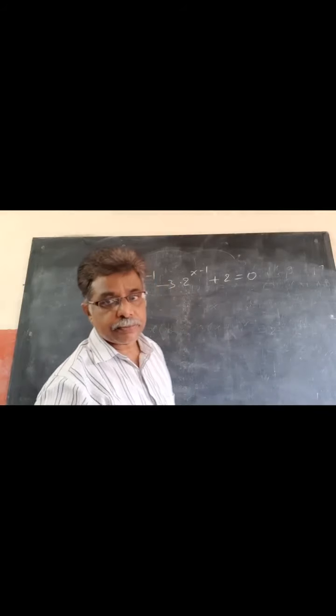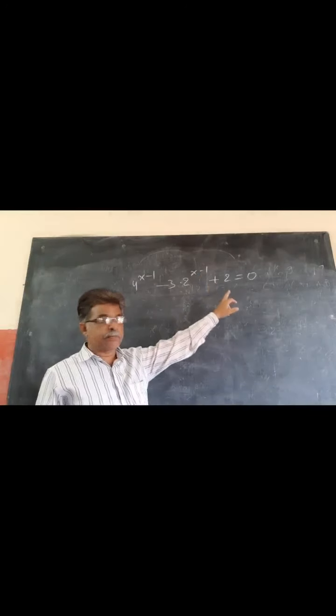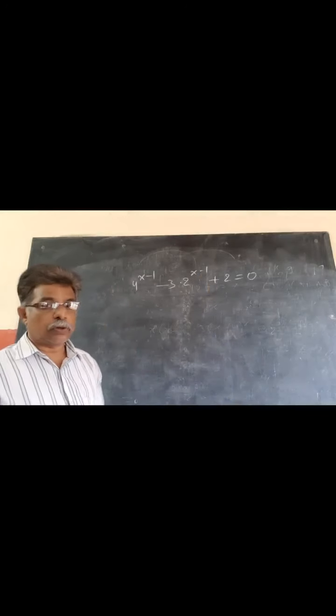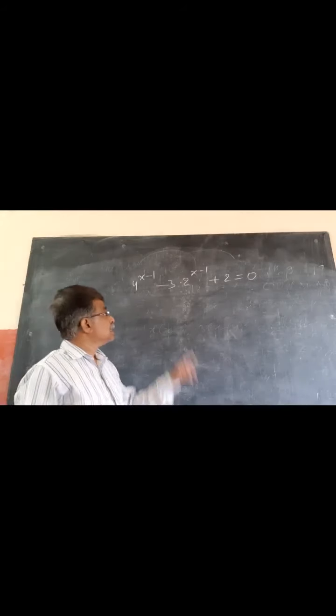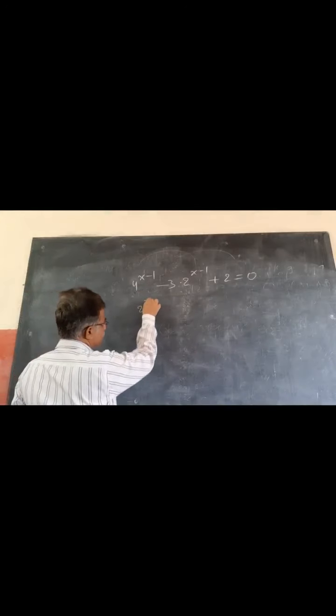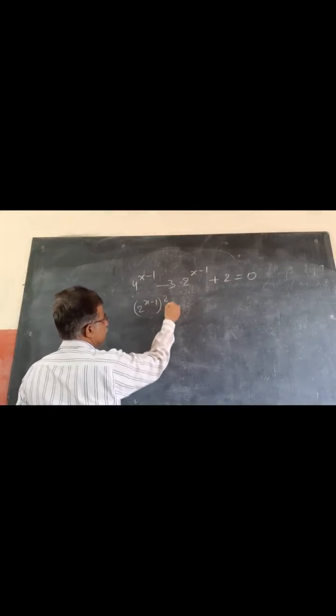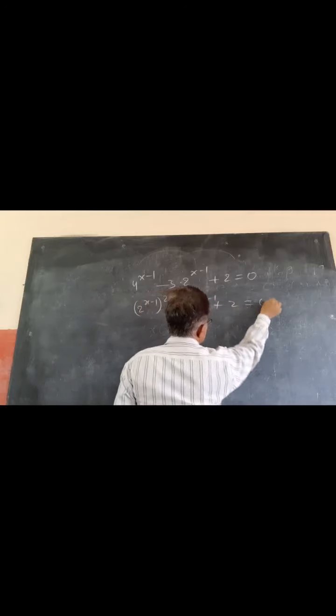Next one: 4^(x−1) − 3 · 2^(x−1) + 2 = 0. How to solve this? This is a quadratic equation if you observe properly. This 4 I can write as 2², so this is (2^(x−1))² − 3 · 2^(x−1) + 2 = 0.